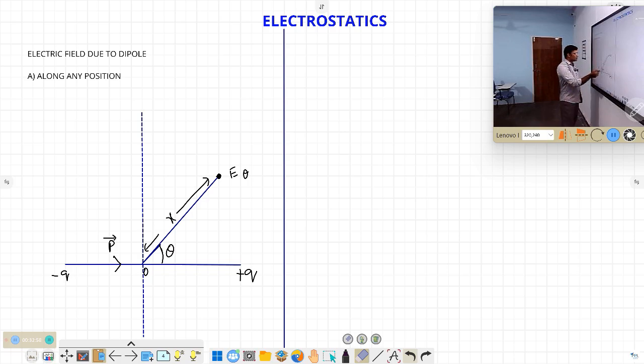One component you will get in the direction of the line on the theta side, that is the cos component. Another one you will get perpendicular. So one component of the dipole moment is in this direction. If P is the dipole moment, then P cos theta is that component.